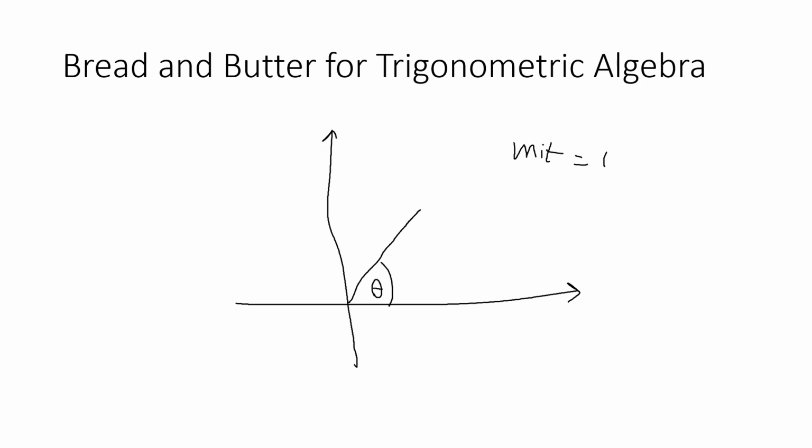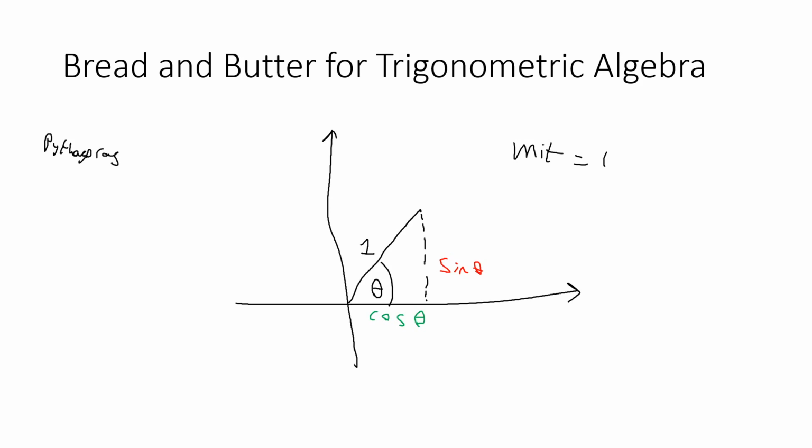Theta, right? We have an angle. If we've got a unit circle, then this radius is equal to 1. If that's the case, then the opposite is going to be sine theta and the adjacent is going to be cos theta. Okay? Which means we can derive our two trigonometric identities using Pythagoras.